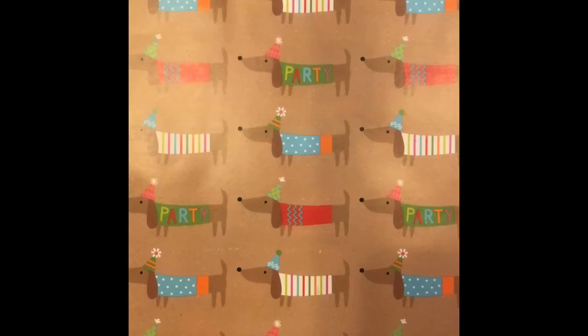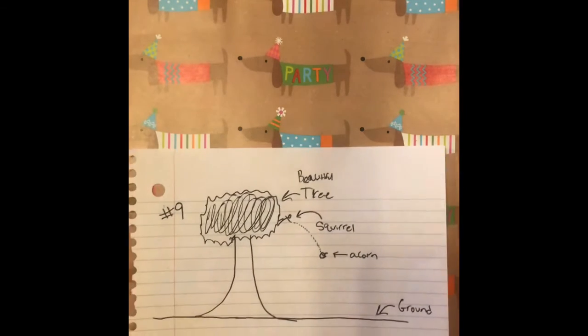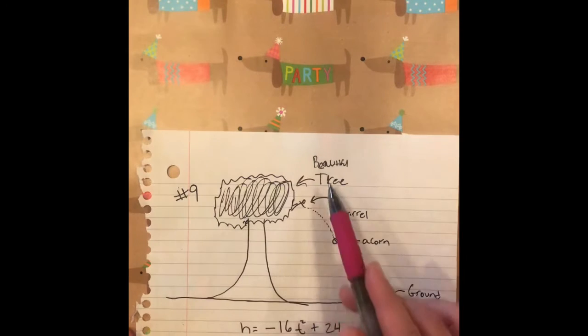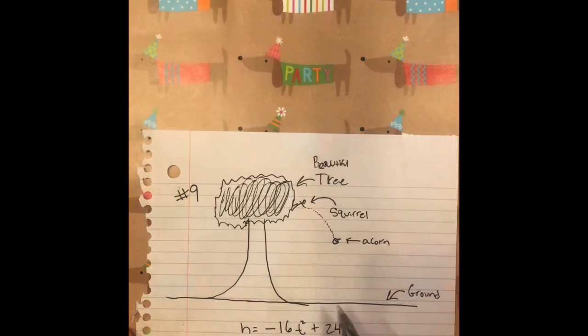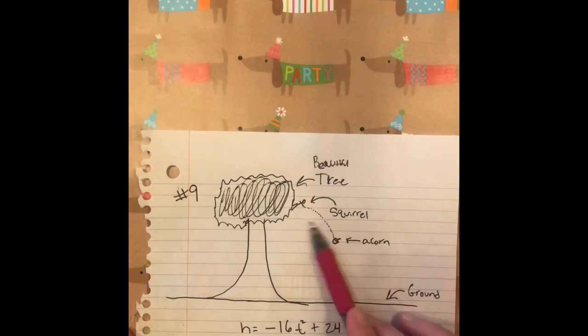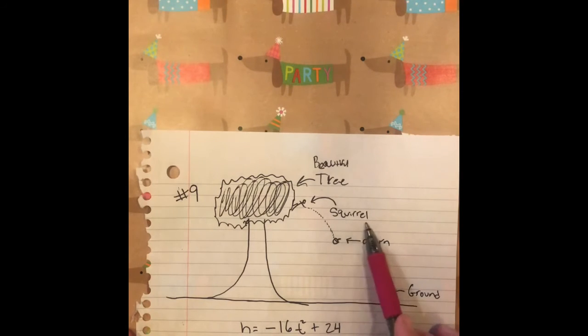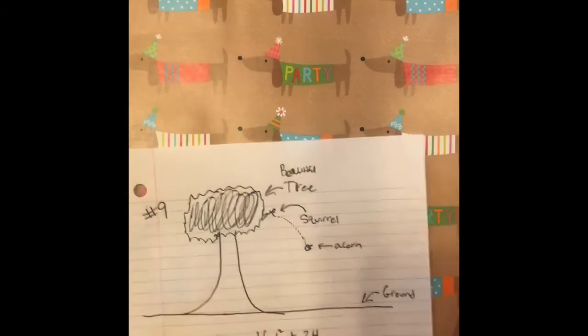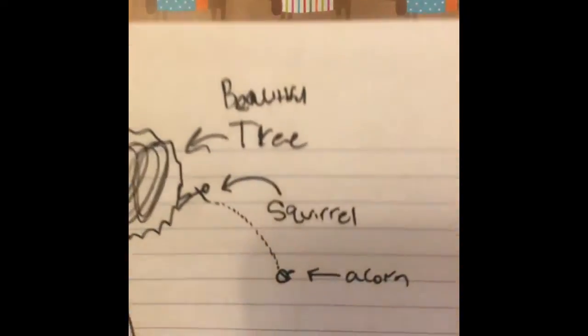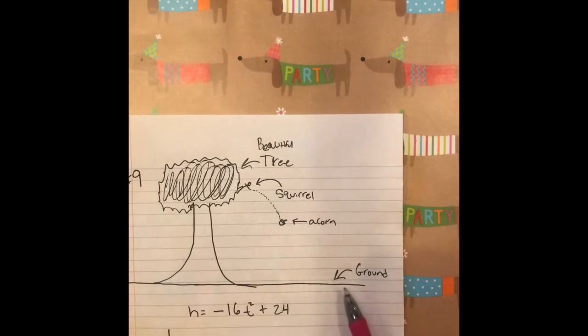Now, moving on to our last problem, which I am excited about. We have a squirrel in a tree, and this squirrel drops an acorn. So I went ahead and drew a beautiful tree, as you can tell, beautiful tree. And this squirrel, yes, it looks like a stick person, but it's actually a squirrel. And an acorn, which I do have to say is a beautifully drawn acorn. And of course the ground for reference.